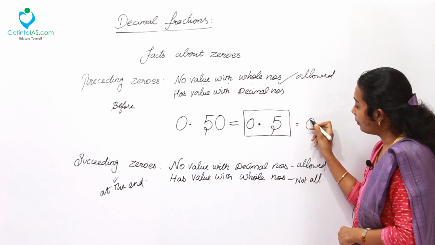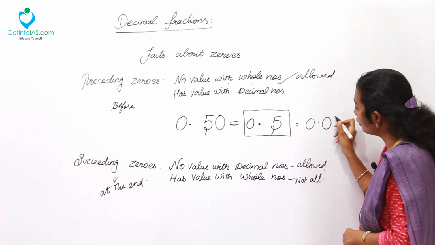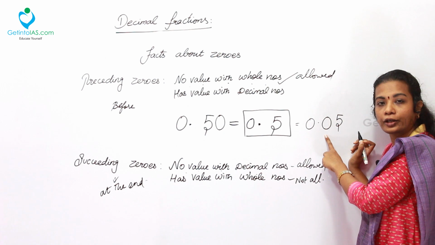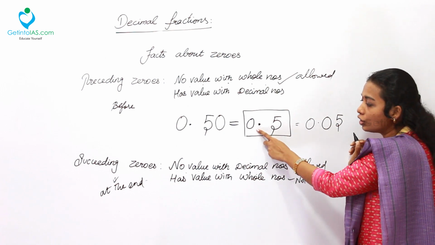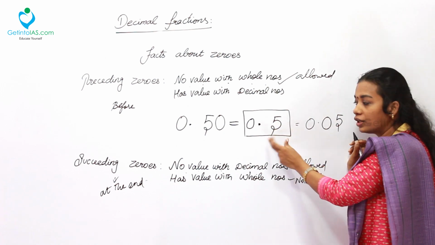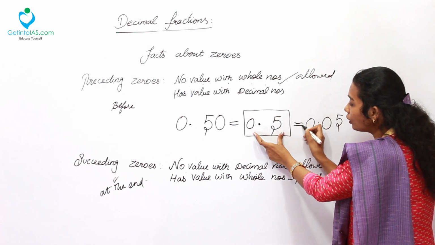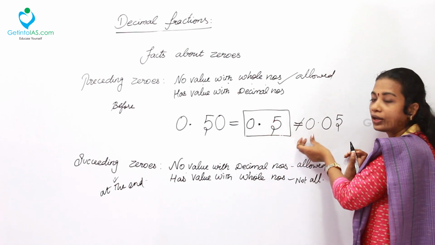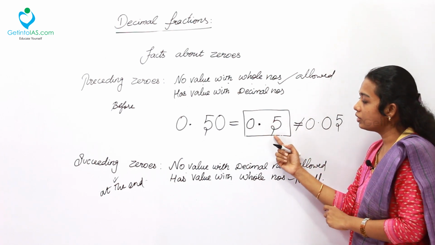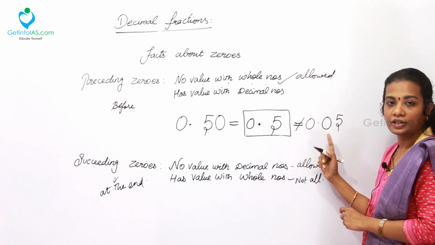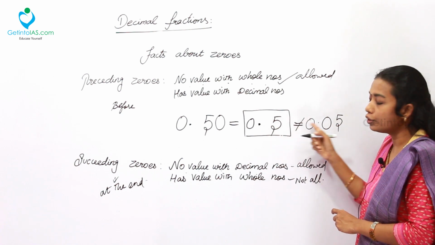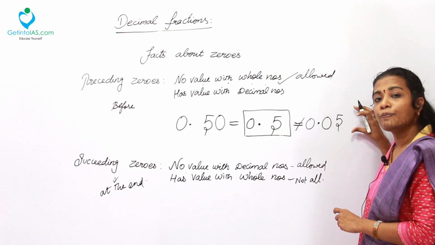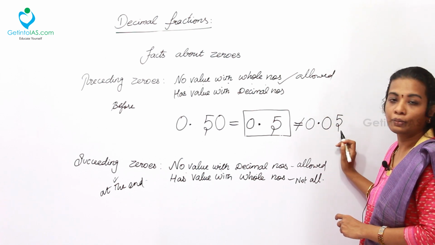Now I am doing the same thing in front of the 5. Before the 5, I am including 0, whether it is correct or not. This is wrong. Why? Because 0.5 and 0.05 are not equal. Say for example, if you are writing paise in terms of decimal, this is known as 50 paise, right? This is known as 5 paise. Both are not equal, so we should not do this. We should not include any zeros in front of the decimal numbers after the decimal point.